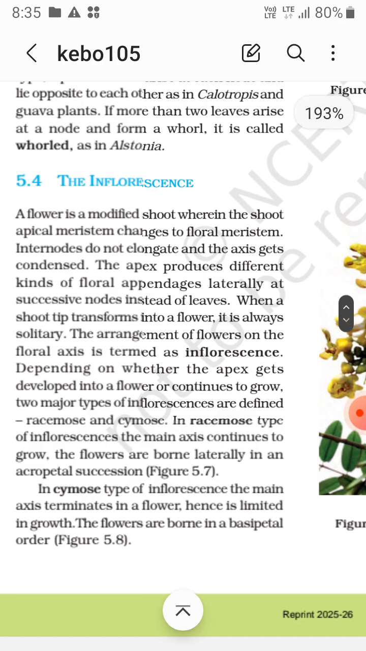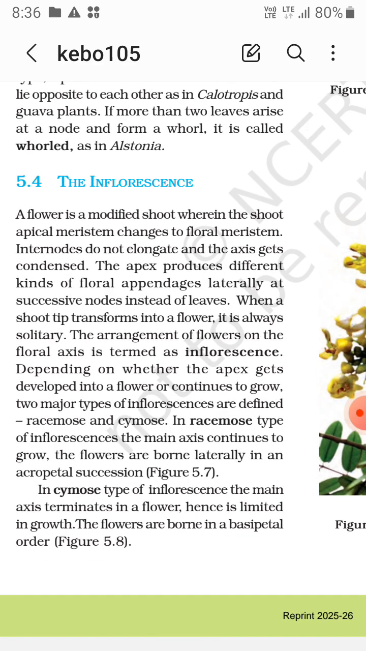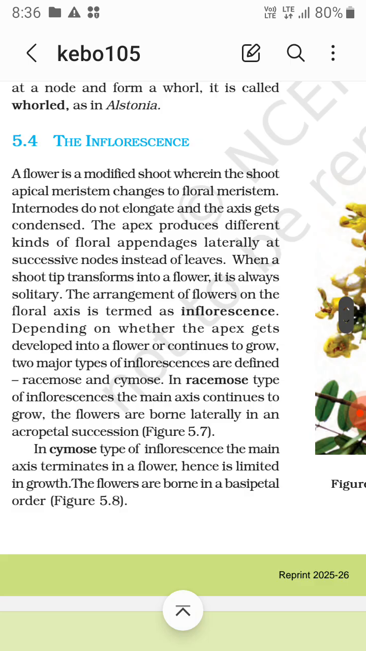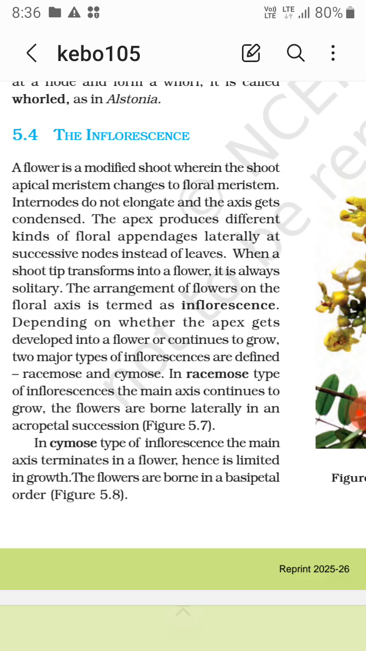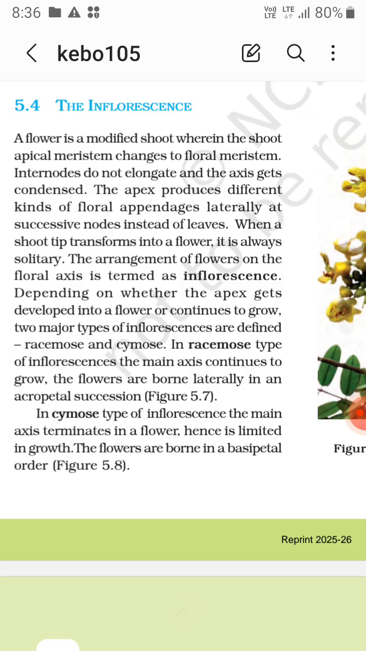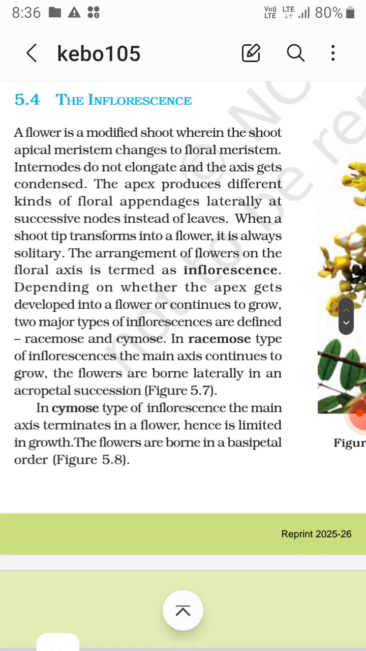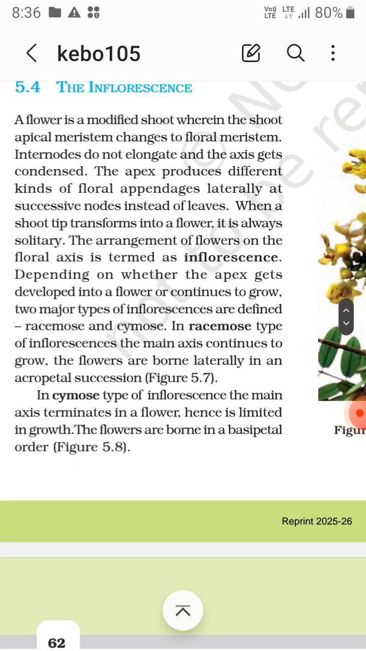Now talking about the inflorescence. A flower is a modified shoot wherein the shoot apical meristem changes to floral meristem. Now what will happen? The internodes do not elongate and the axis gets condensed. The apex produces different kinds of floral appendages laterally at successive nodes instead of leaves.